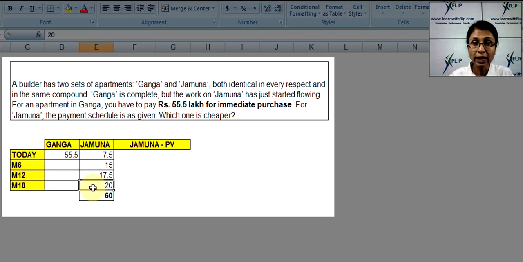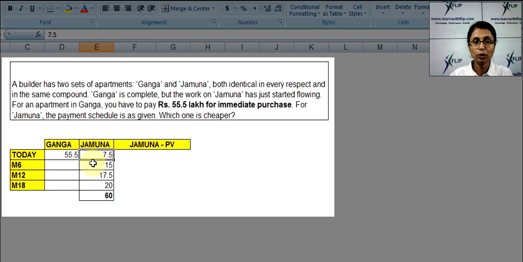You can only compare cash flows which are at the same point of time. Typically, we compare the cash flows as of their value today. That is, we compare the present value of two cash flows. Now for Ganga, I already have the present value, right? 55.5 lakh.